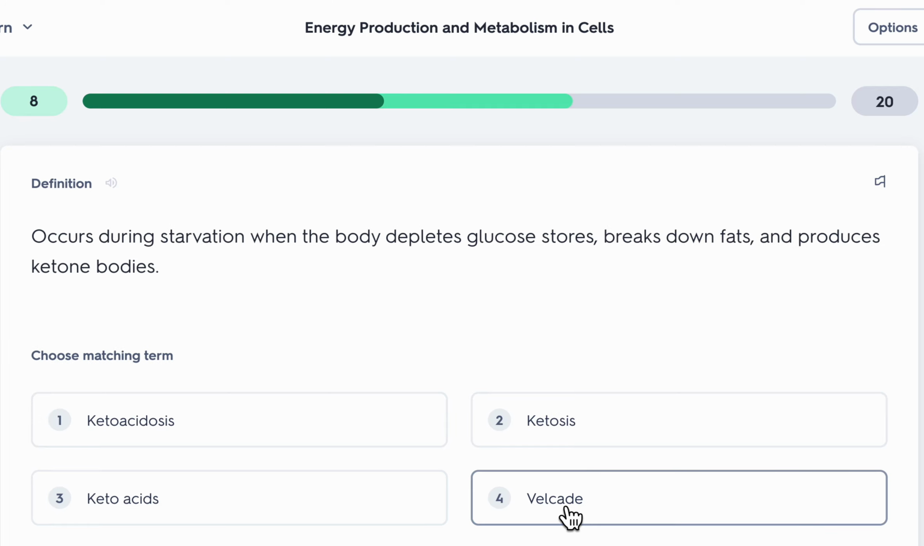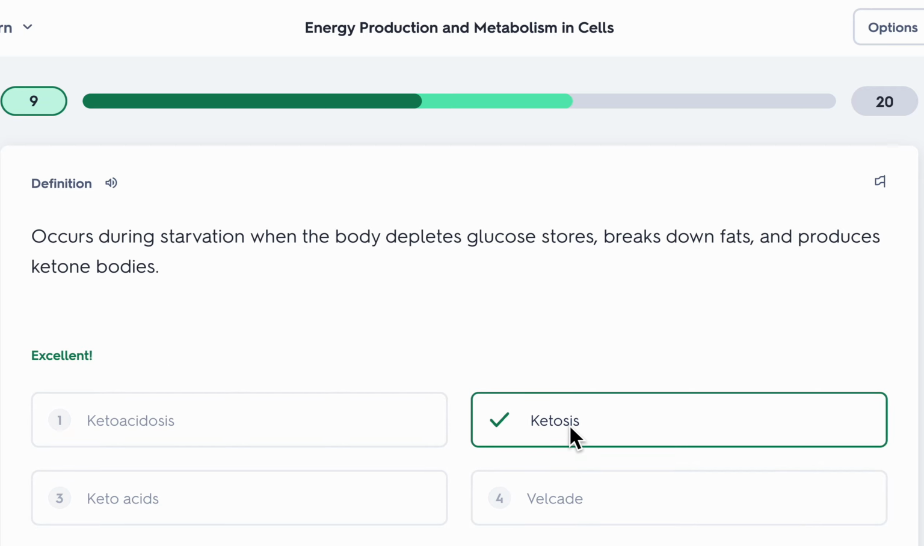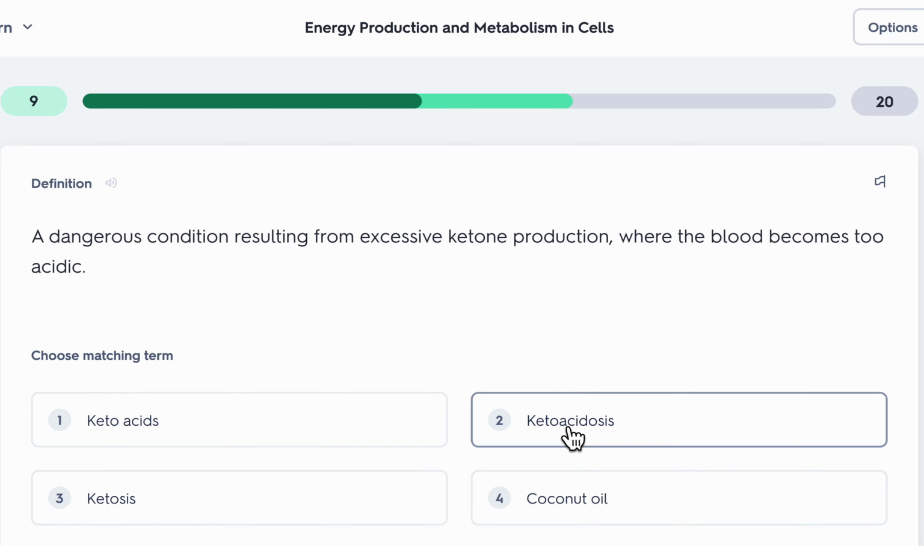Occurs during starvation when the body depletes glucose stores, breaks down fats, and produces ketone bodies. A dangerous condition resulting from excessive ketone production, where the blood becomes too acidic.